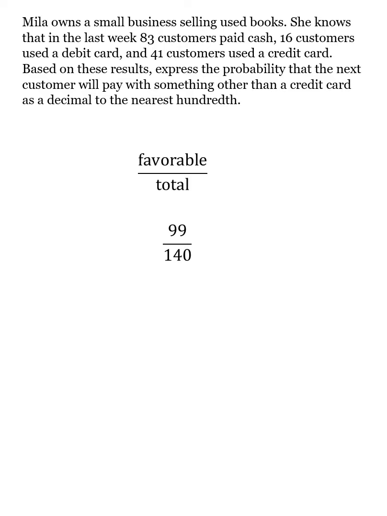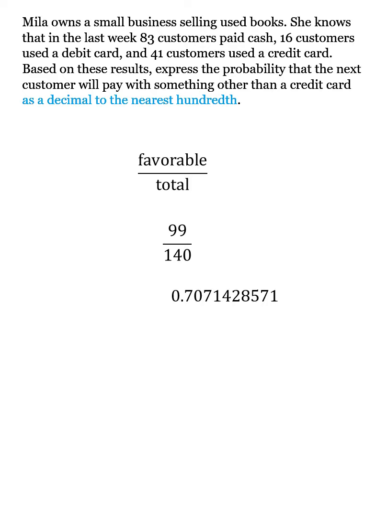Now, if they were asking for a fraction, I'd be done, because that is not reducible. But they're not. They're asking for a decimal to the nearest hundredth. You may recall the nearest hundredth means 2 decimal places. So reaching for a calculator and typing in that fraction, 99 divided by 140, will give you approximately this decimal.